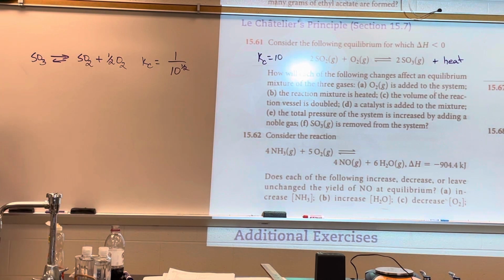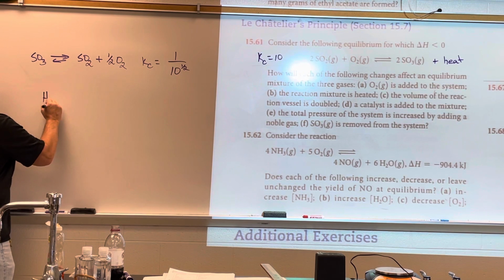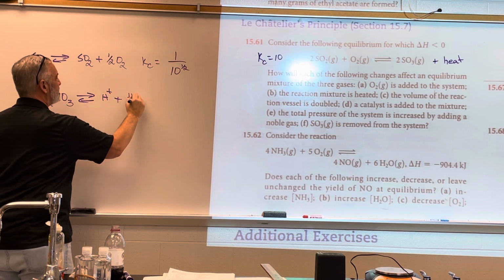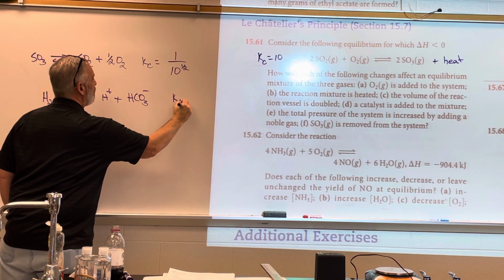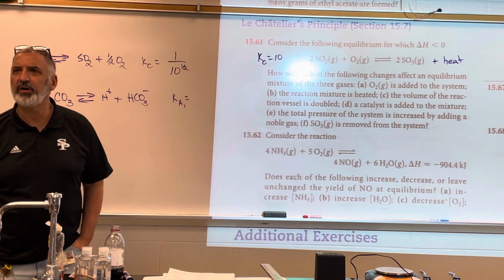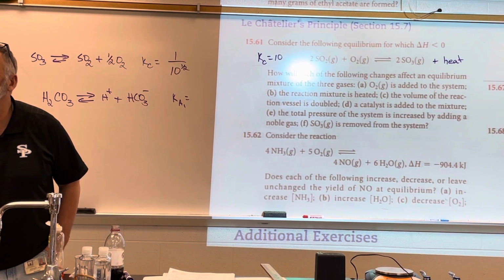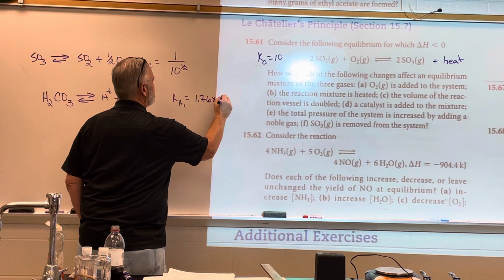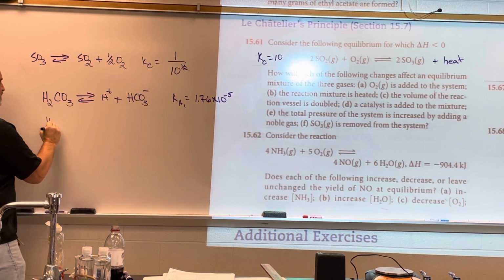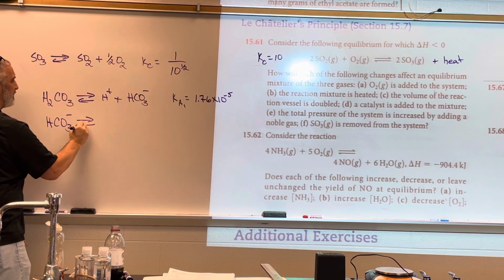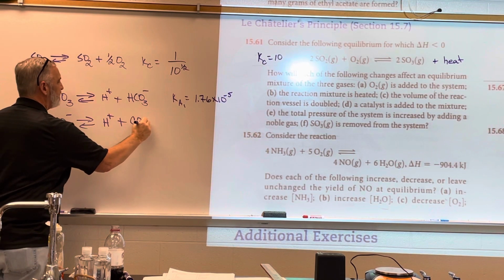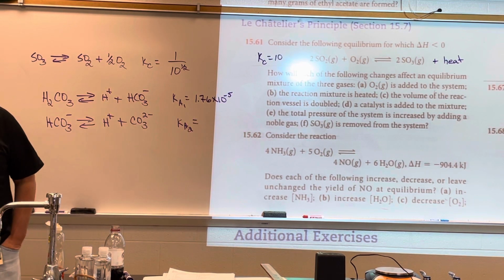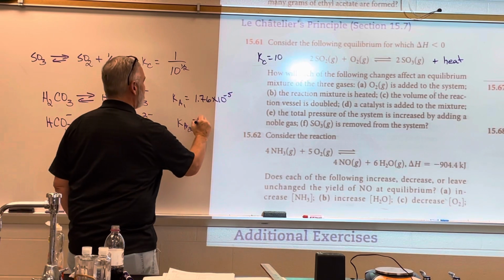All right, so now if I take H2CO3 going to H plus and HCO3 minus, Ka1 is equal to 1.76 times 10 to the minus 5. But then I go HCO3 minus goes to H plus and CO3 2 minus. I get Ka2 is equal to 5.6 times 10 to the minus 11.